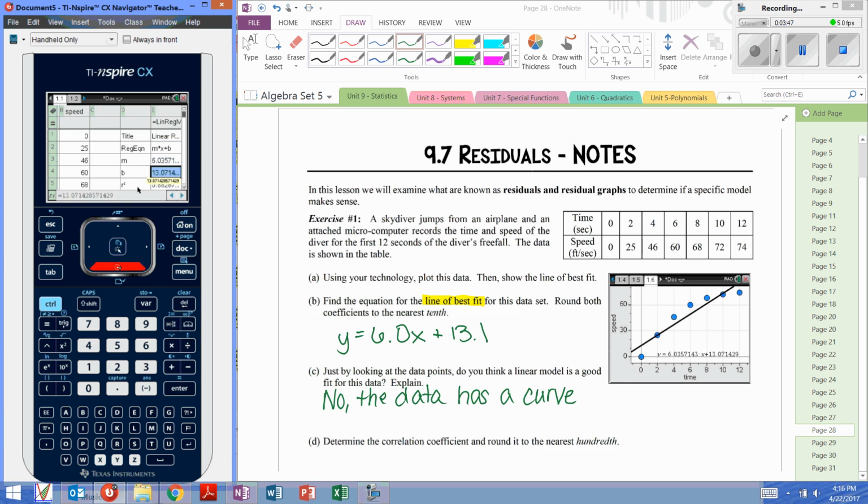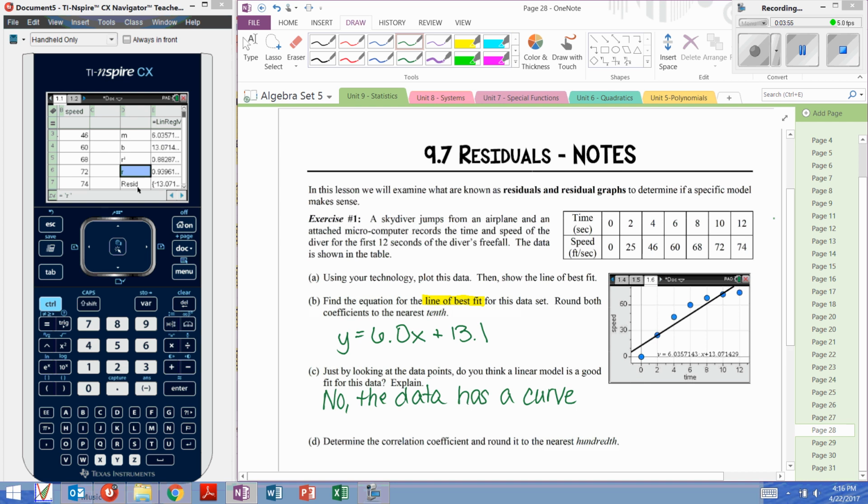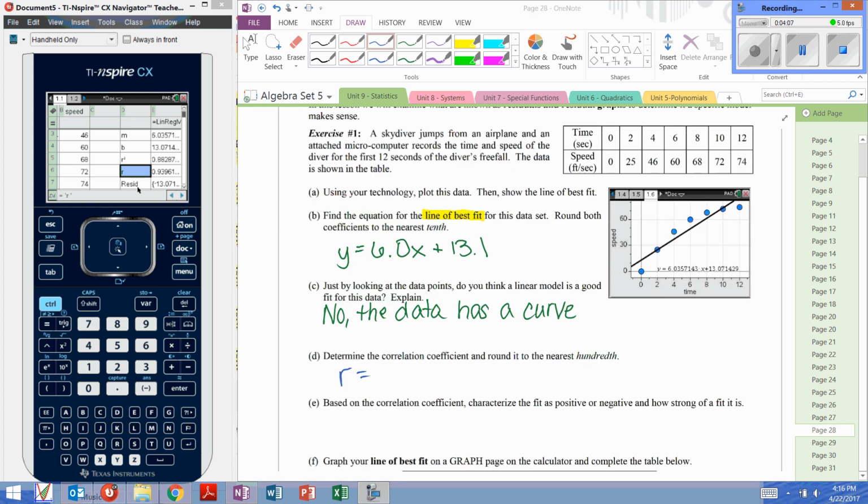So let's scroll down to get that correlation coefficient. All right, so the correlation coefficient is, why is this not working? Here we go. So the R is equal to, well, it says round to the nearest hundredth. So 0.9, that would be the second decimal place. So is that going to stay a 3 or bump up to a 4? It becomes 0.94. Okay, so not bad.